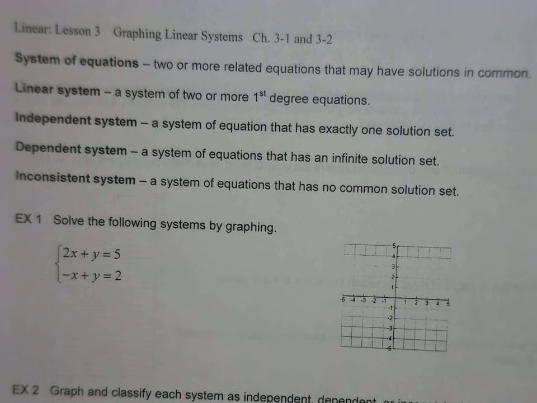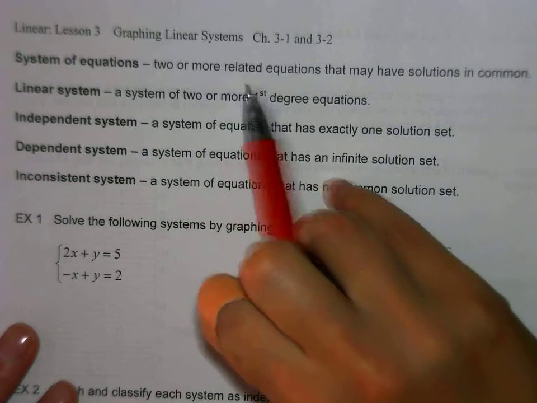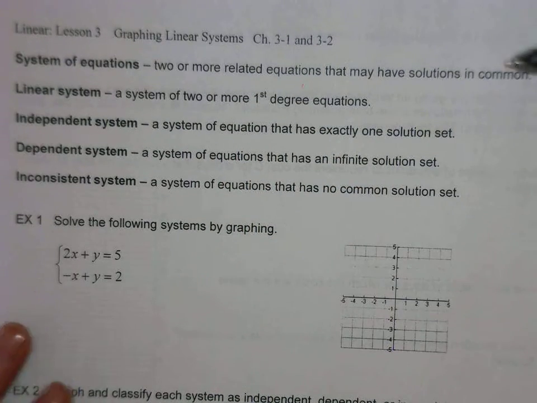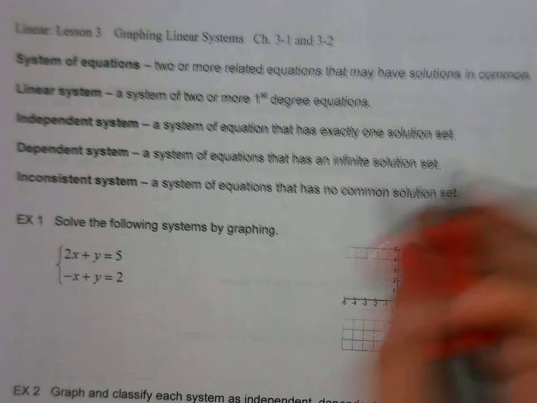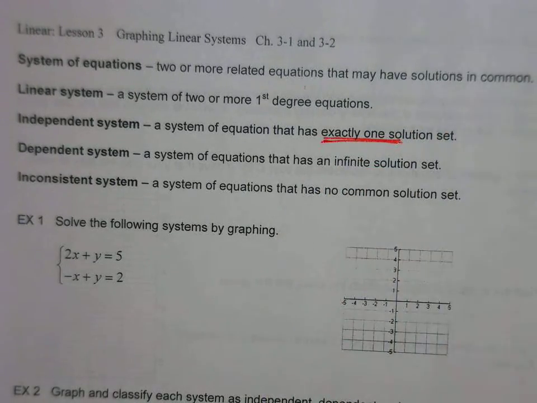Today we're going to be focusing on graphing linear systems. A system of equations is two or more related equations that have solutions in common. A linear system is a system with no more than 1 degree. An independent system is a system of equations that has exactly one solution.